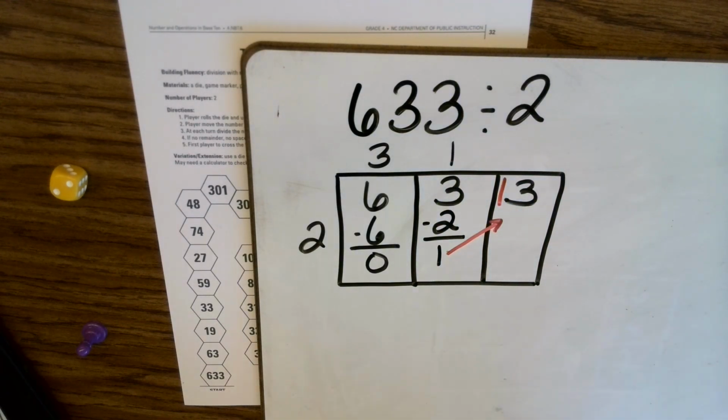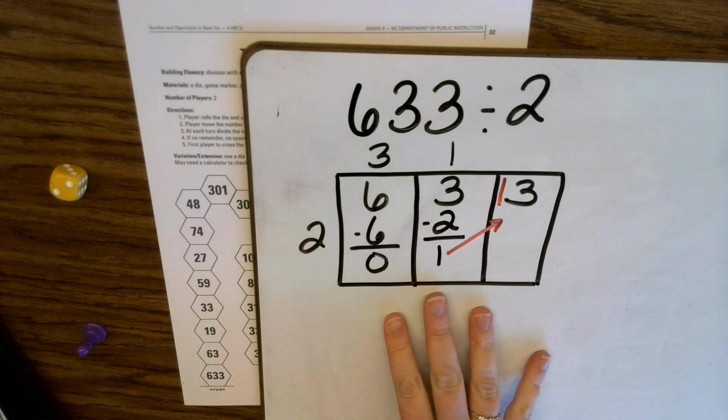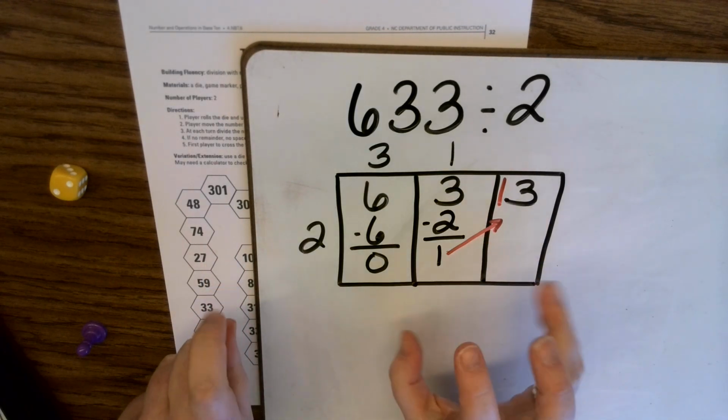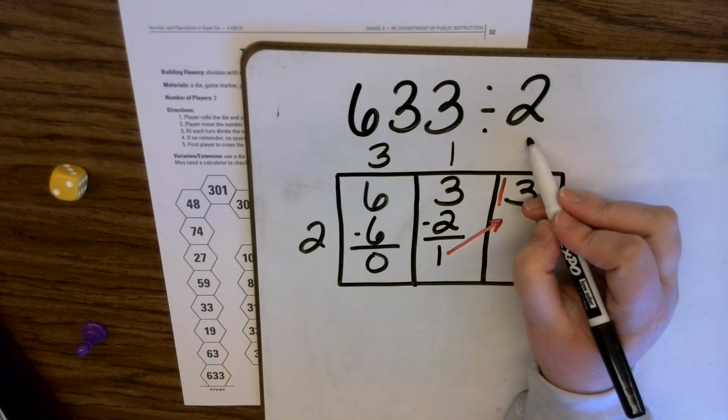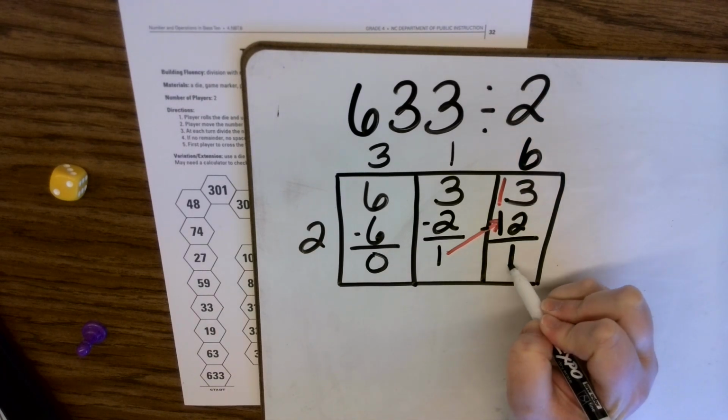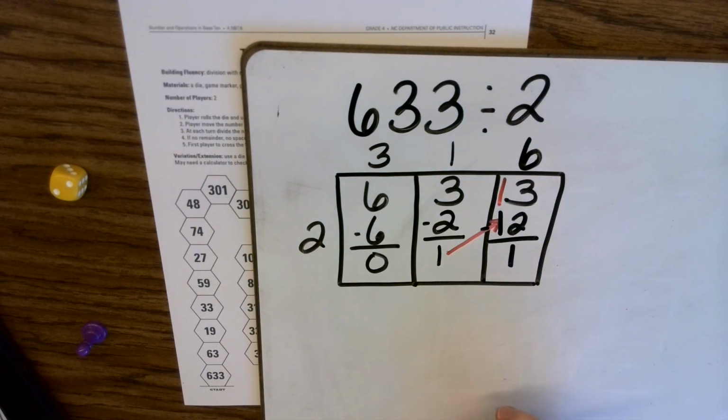Let's see, how close can I get to 13 using multiples of 2? 2, 4, 6, 8, 10, 12, 14. 14 is too much, so I'm going to back it down. 6 is the closest I can get. So 2 times 6 is 12. And I'm left with the remainder of 1. And then what I would do is I would have my partner check my work.